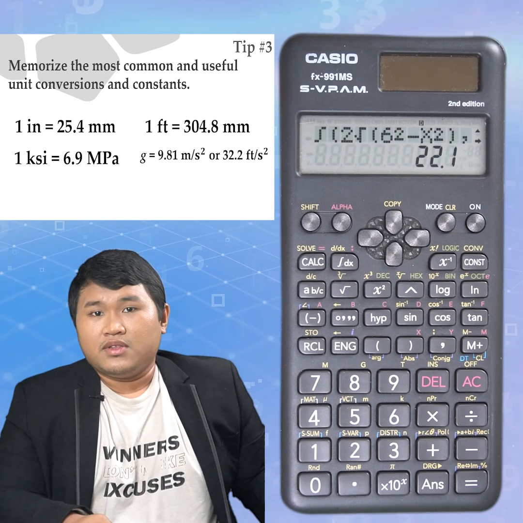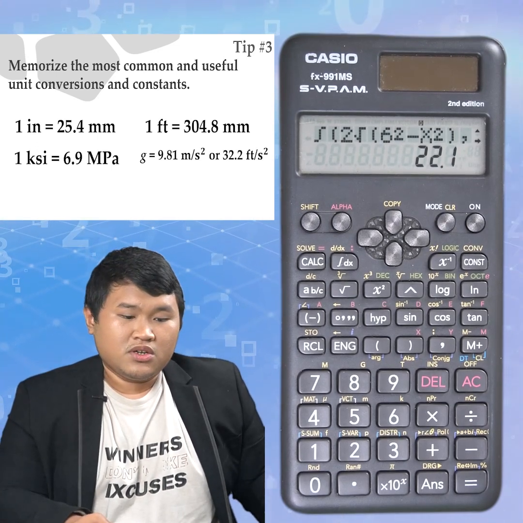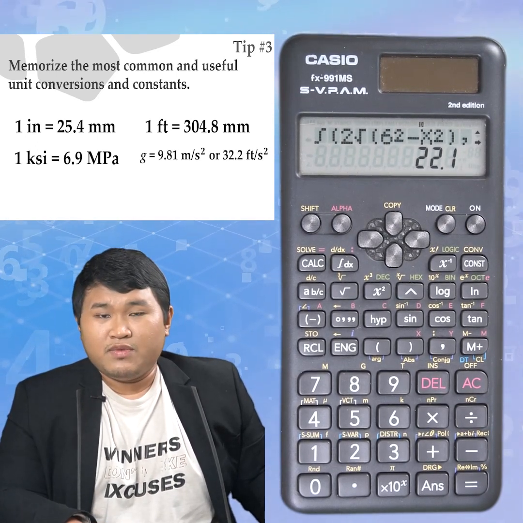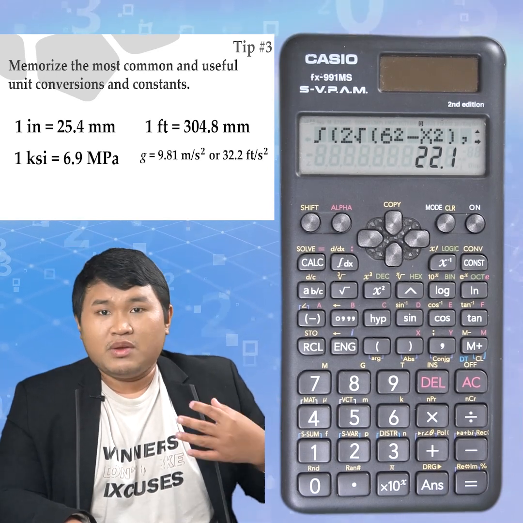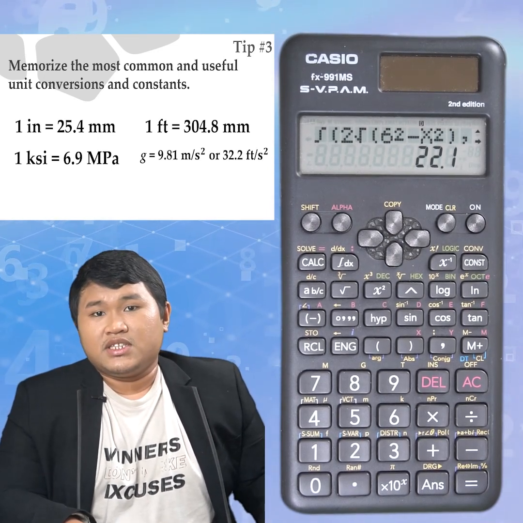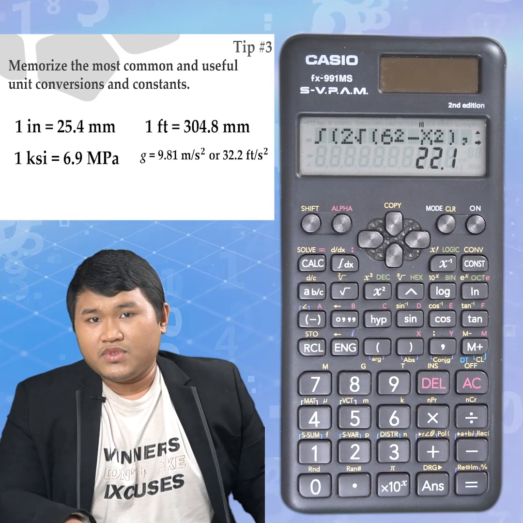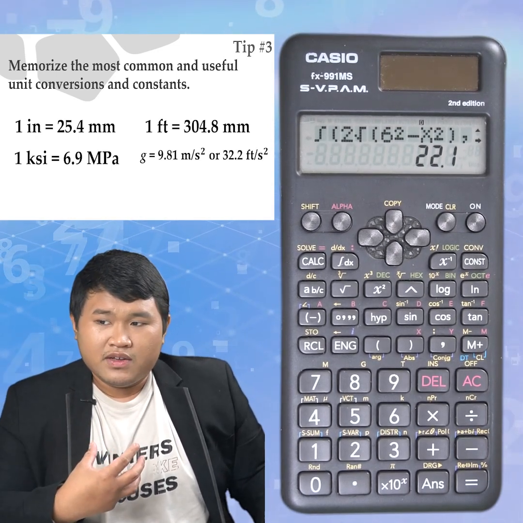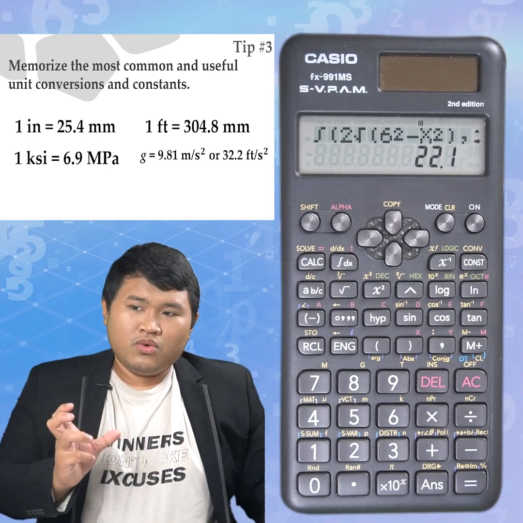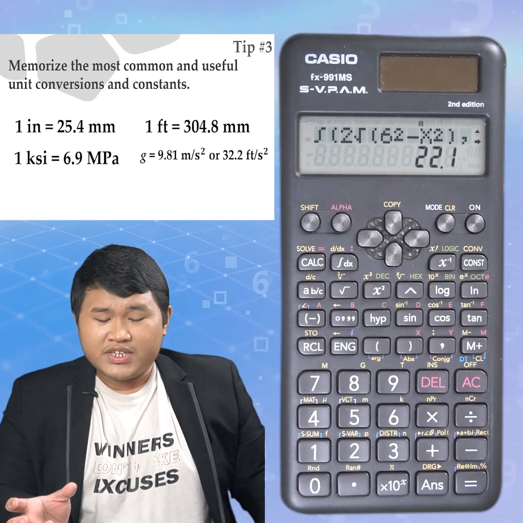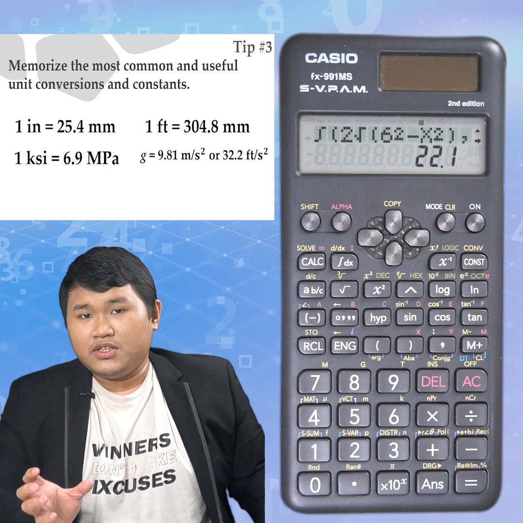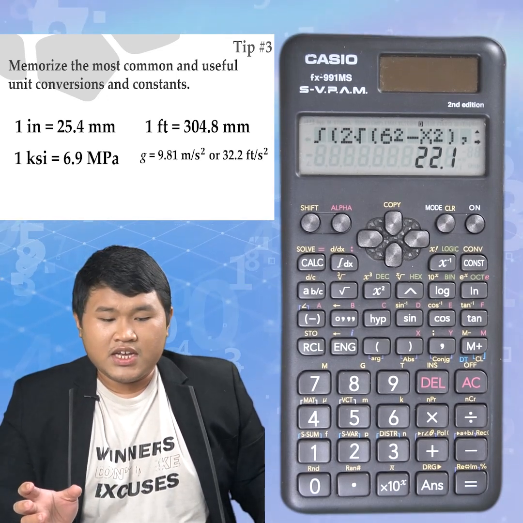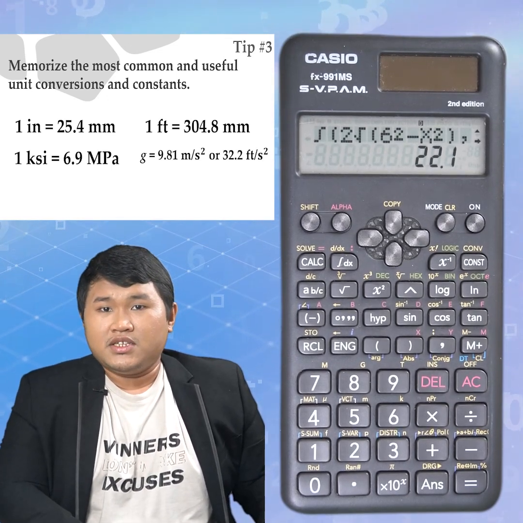For example, the commonly used conversions are 1 inch is 25.4 mm. Try to memorize them. And then 1 foot is 304.8 mm. So try to memorize it. And then in my case, converting from PSI to megapascals requires us to multiply 6.9 to the KSI. So 1 KSI is 6.9 megapascals, for concrete.